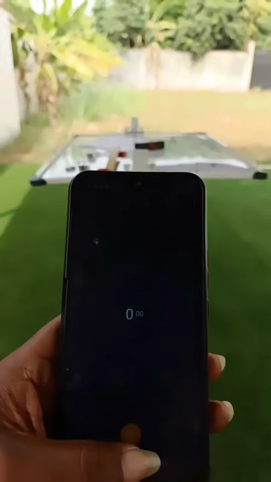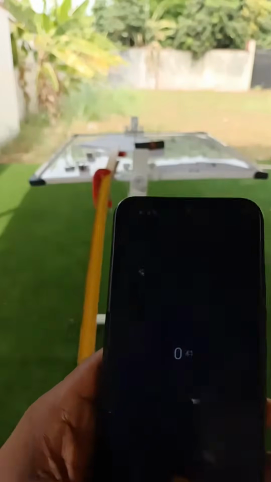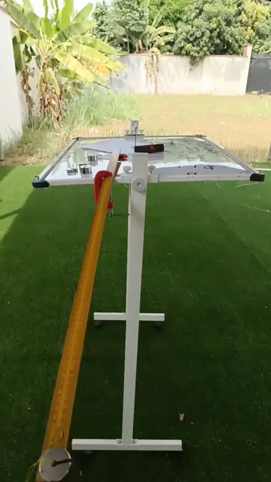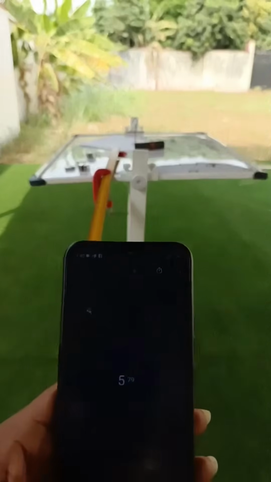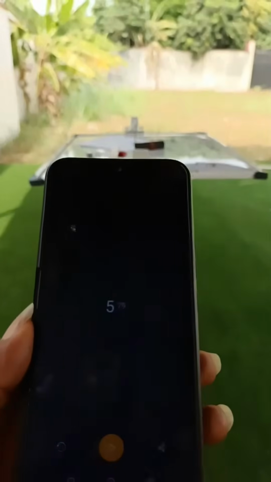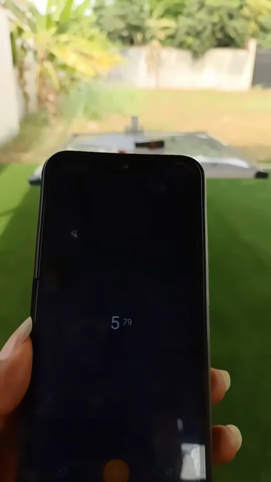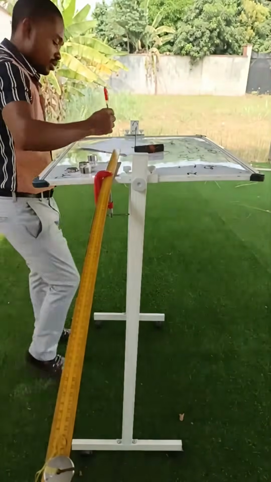Are you ready? Yes. So here we go. As I release, I will start the stopwatch. 1, 2, 3, 4, 5, 6, 7, 8, 9, 10. Once it is 10, you have to stop. Are you getting me right? Now look at what we got. 5.79. So I will record it.